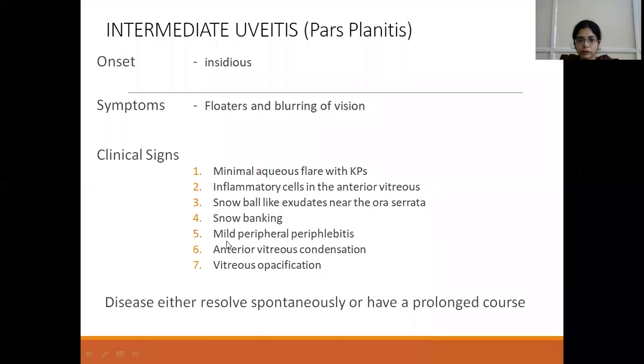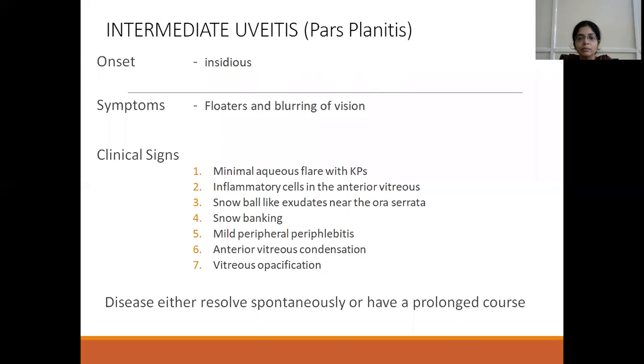Now, there can also be mild peripheral periphlebitis, which is nothing but mild vasculitis, or more specifically, venous inflammation of the vessels of the retina. This is all due to the retina being in close opposition with the choroid and the ciliary body structures near the ora serrata. So whatever inflammation is there of the pars plana, there can also be peripheral retinal periphlebitis near the ora serrata. Okay.